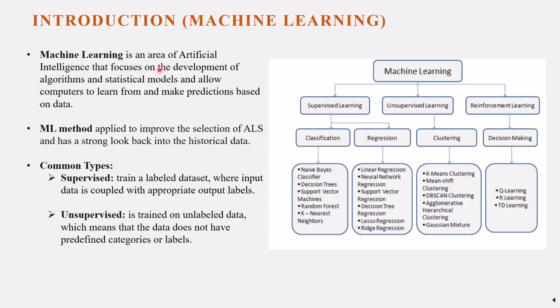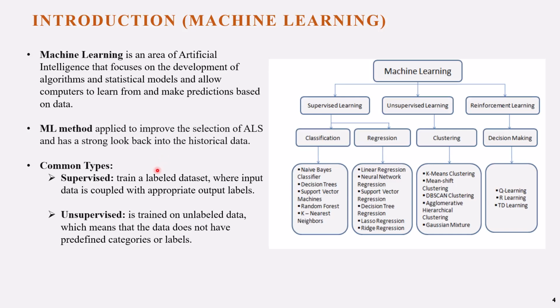Machine learning is an area of artificial intelligence that focuses on the development of algorithms and statistical models that allow the computer to learn from and make predictions based on the data. This machine learning method is applied in our study to improve the selection of artificial lift system and have a strong look back into the historical data.